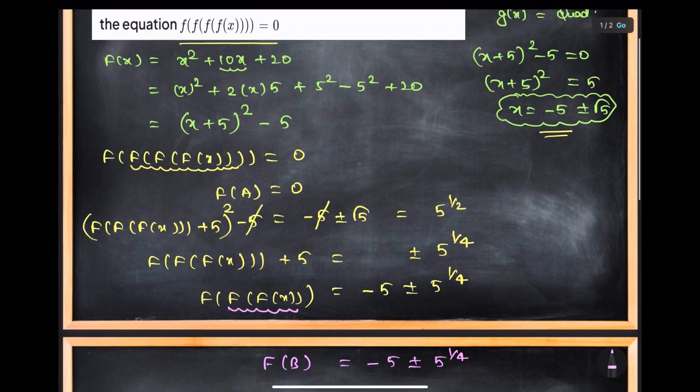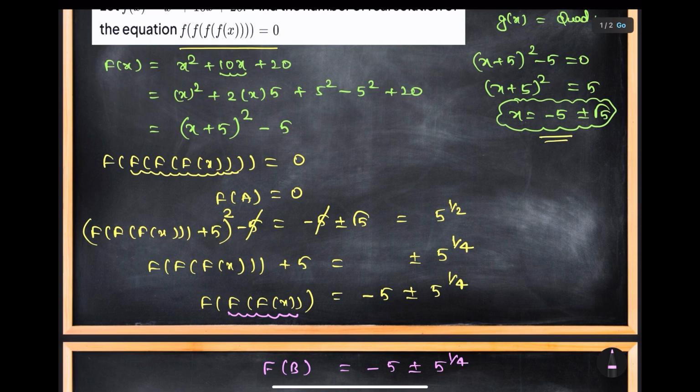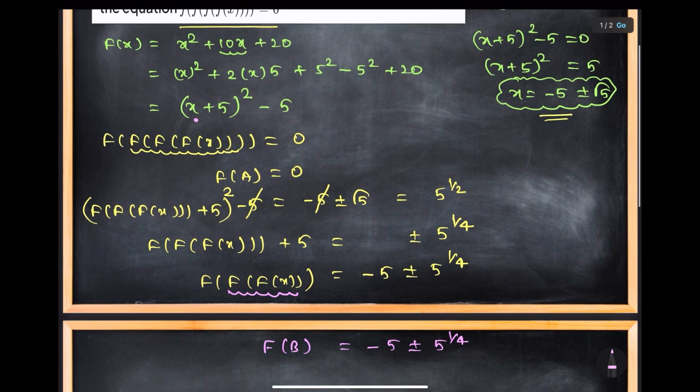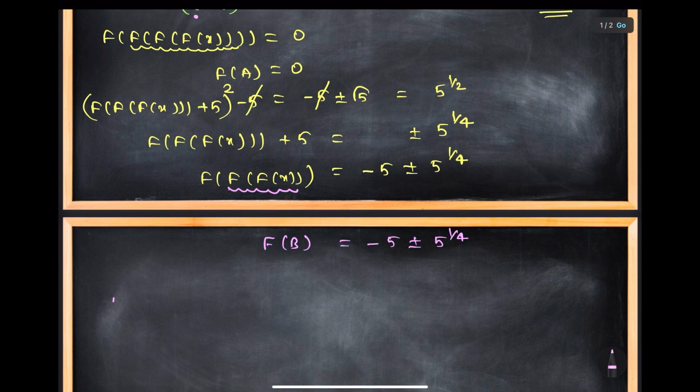Who is f of b? So in place of x we will be replacing b. So here I have to write b, that is, 2 times. So f of x plus 5 whole square minus 5 equals minus 5 plus or minus 5 power 1 by 4.